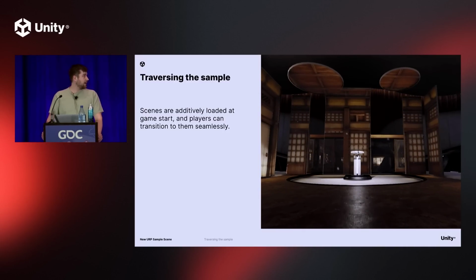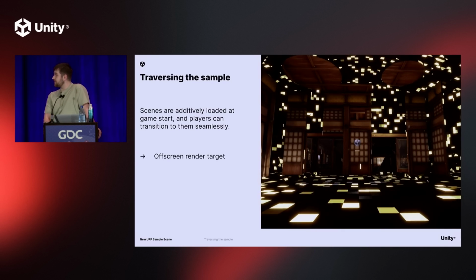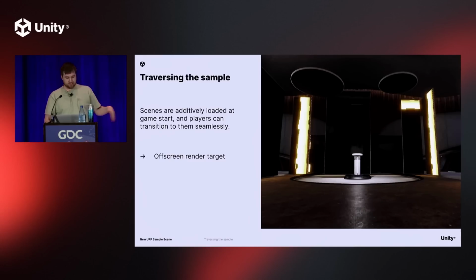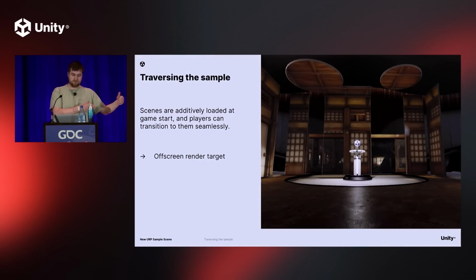So I want to talk a bit about how we made this in URP. It's a couple of components. There's an off-screen render target that then renders whatever is on the screen off the actual screen. So on the monitors in the room, that stuff is rendered off-screen.